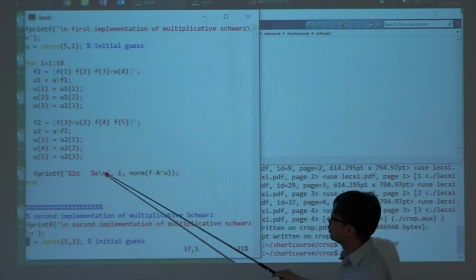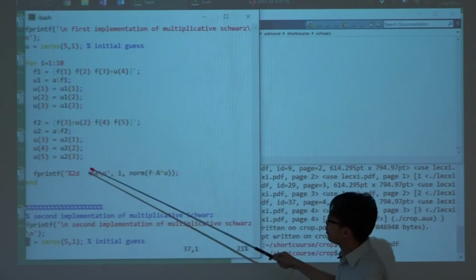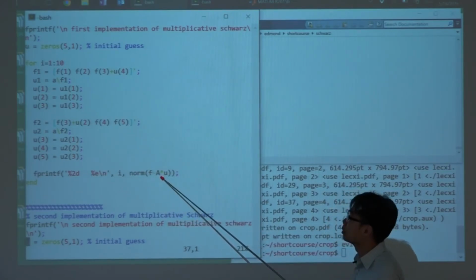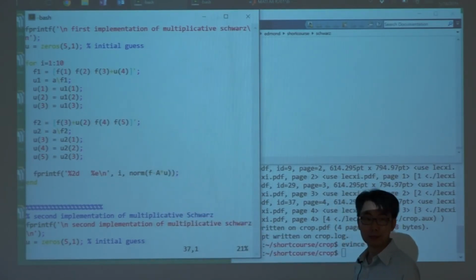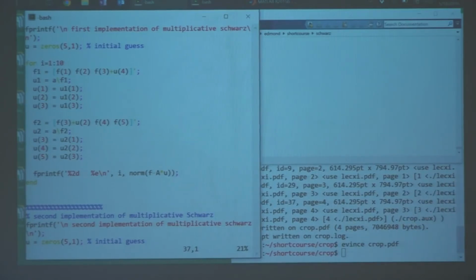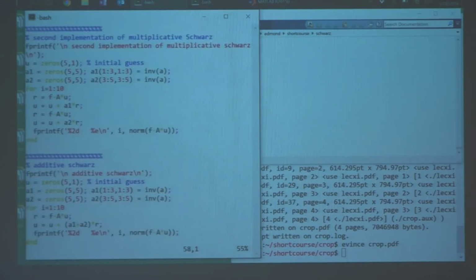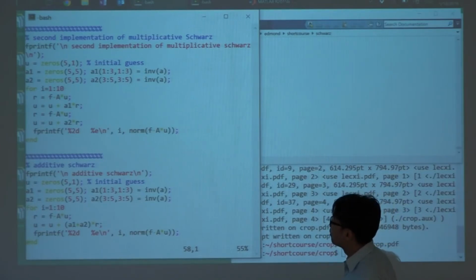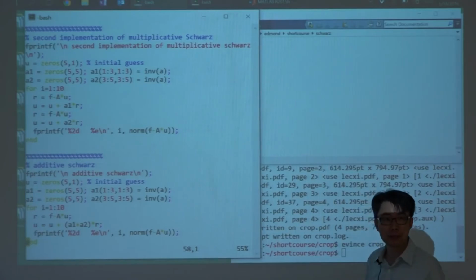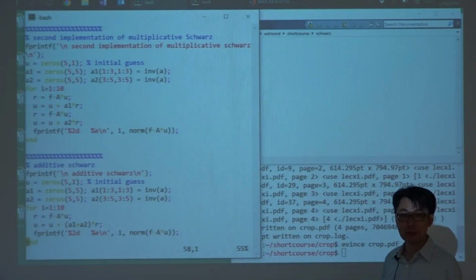And after each iteration, I'm going to print the norm of the global solution. So this is multiplicative Schwarz. Okay, I have a second implementation of multiplicative Schwarz, a much shorter one, and that uses the fact that multiplicative Schwarz is equivalent to this overlapping Gauss-Seidel type of method that we just saw.